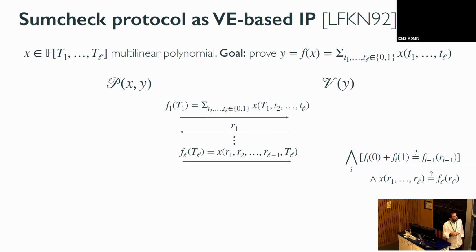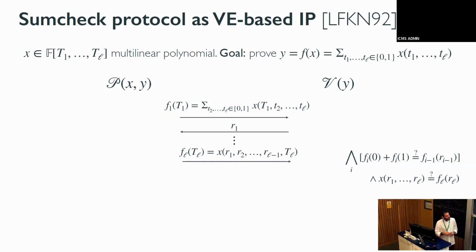Very fast, essentially the sum-check protocol proceeds by having the prover send these univariate polynomials in L rounds, and it concludes by the verifier checking something for every pair of consecutive polynomials. So this kind of equation: fi of 0 plus fi of 1 must be equal to fi minus 1 of some randomness ri minus 1. And then you check that the last univariate polynomial is equal to x evaluated on R1 through RL. So here I'm just writing the sum-check protocol.